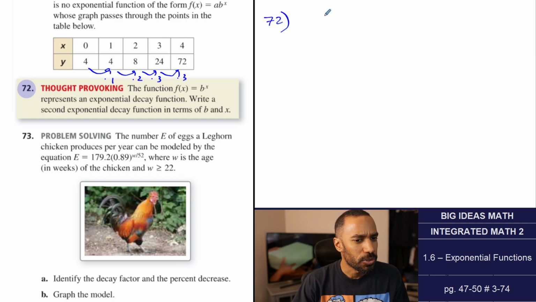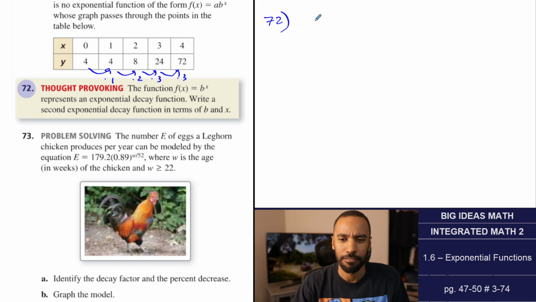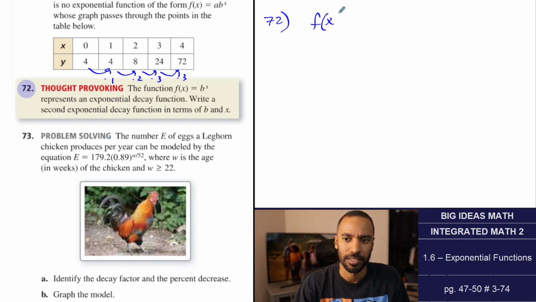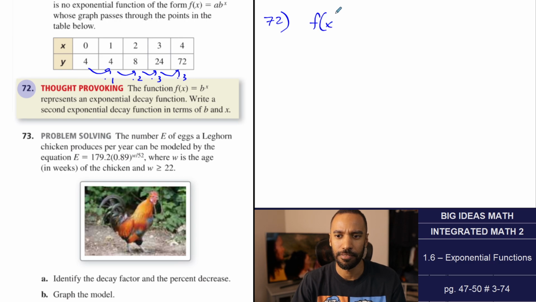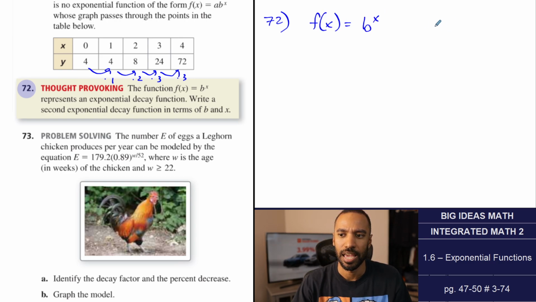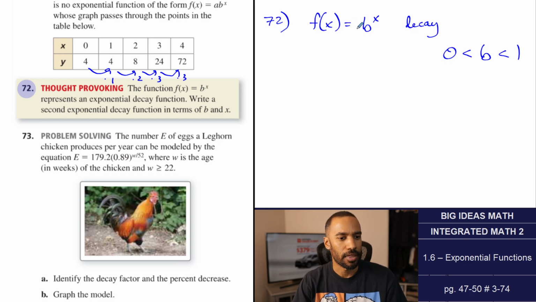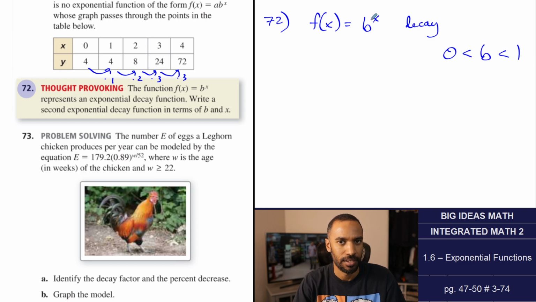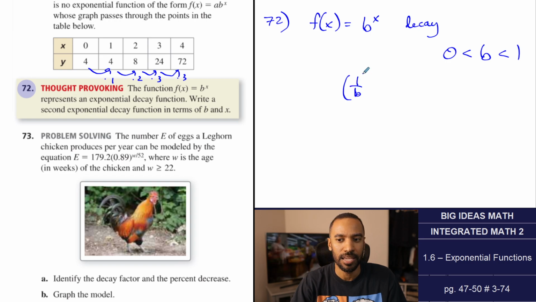All right, number 72. So this is a decay function. Just remember this: if f of x equals b to the x and it's decay, that means that b is between 0 and 1. What we need is to write another function in terms of b and x so that it remains as decay. And it's open-ended. You can do whatever you want. So it needs to be between 0 and 1. Would 1 over b to the x work? I don't think so. If b was like 1/2, then 1 over b would give you 2. So that doesn't work. You could do 1 minus b.